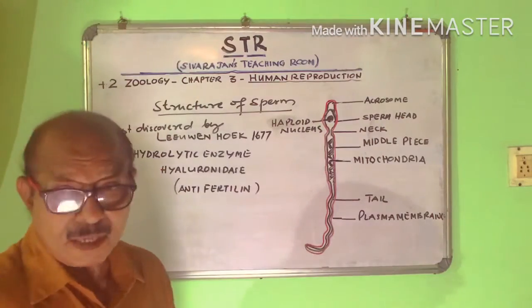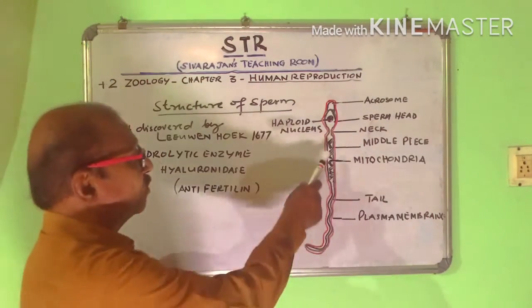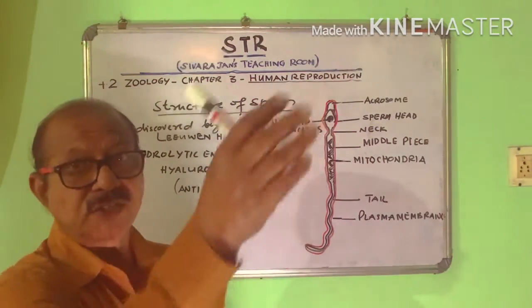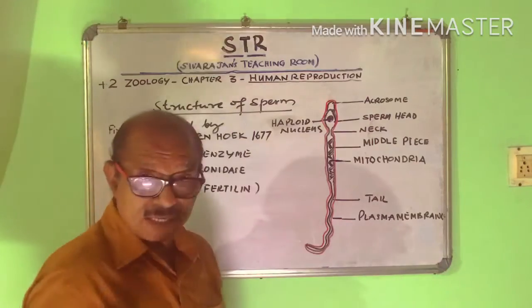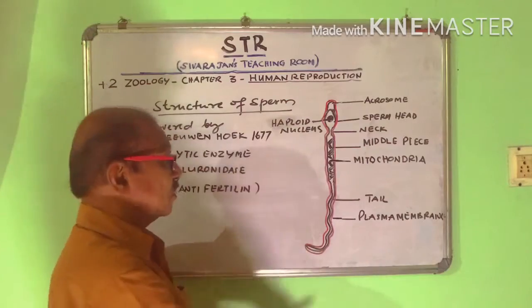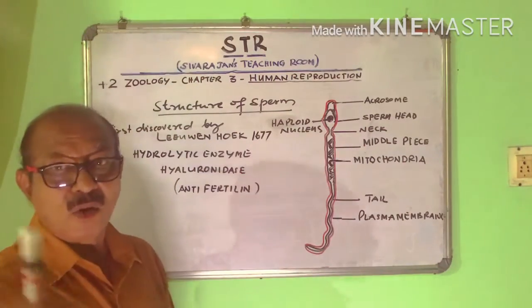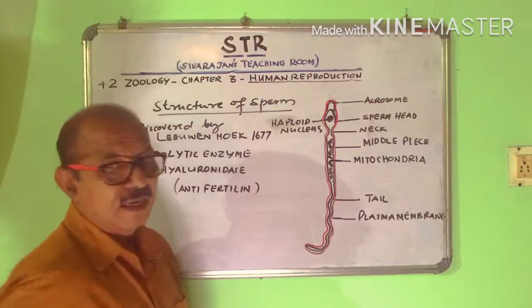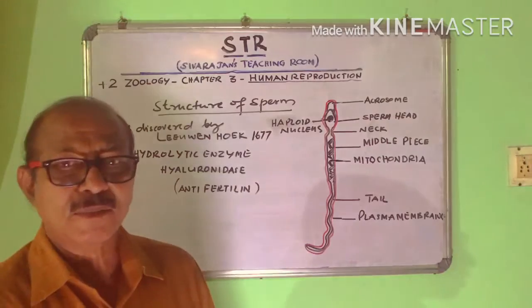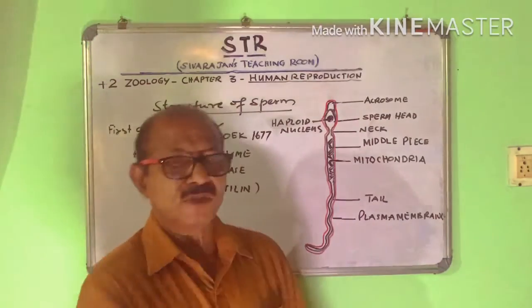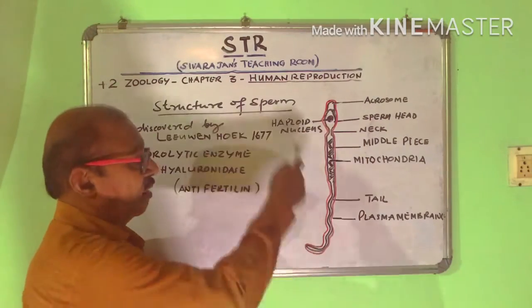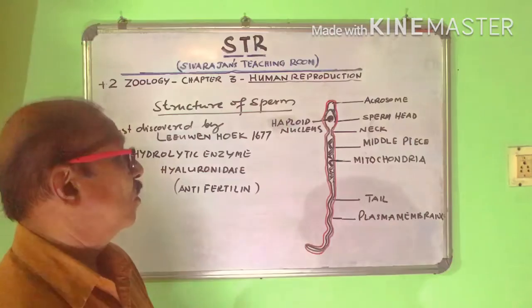Then the middle piece contains a large number of mitochondria. The sperm has to move to reach the ovum, so it needs energy for the movement. This energy is provided by the mitochondria in the middle piece. The tail is a very long and narrow structure. It helps to make undulating movements. Undulating means moving side to side, so that the sperm can move.